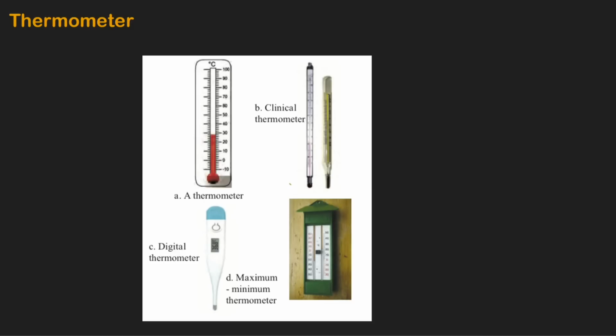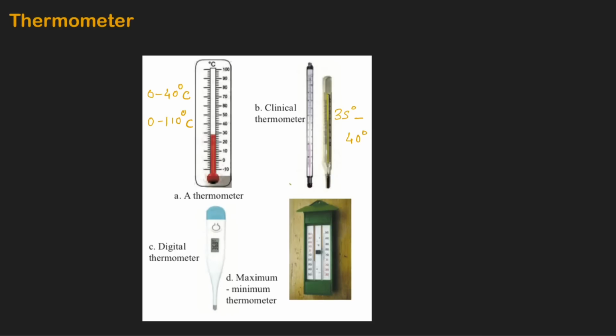The first one is a thermometer which is used in the lab, having the range of 0 to 40 degrees Celsius and 0 to 110 degrees Celsius. The second one is a clinical thermometer. In a clinical thermometer, the range is 35 degrees to 40 degrees. Why is this range between 35 degrees and 40 degrees? We know that the human body temperature is nearly 37 degrees Celsius. So the range of the clinical thermometer is this one.